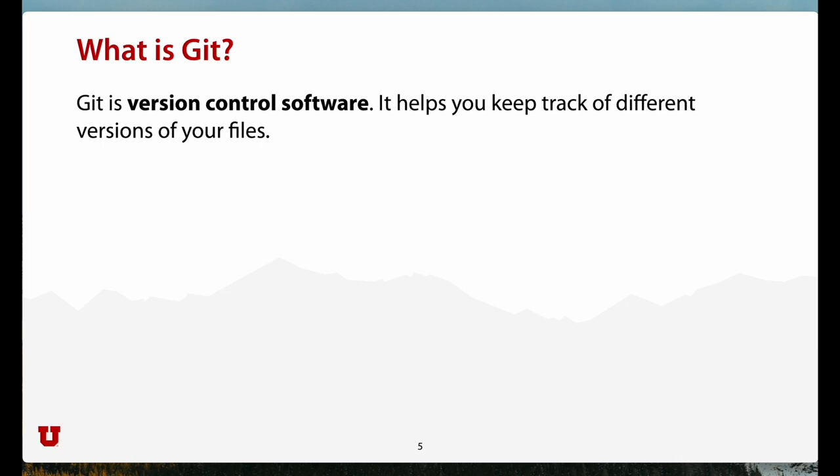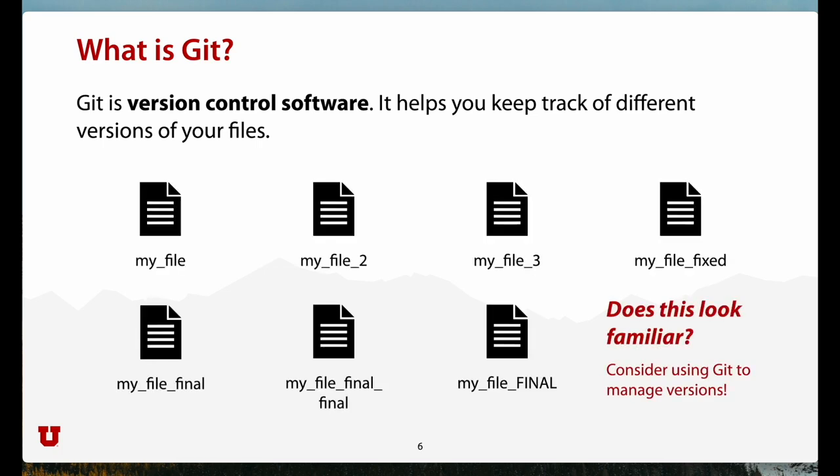So first of all, what is Git? Git is version control software. It helps you keep track of different versions of your files.